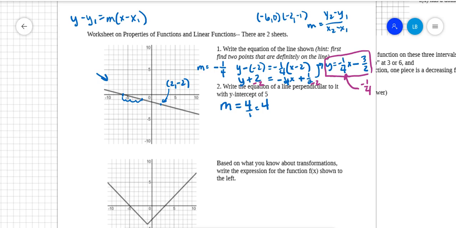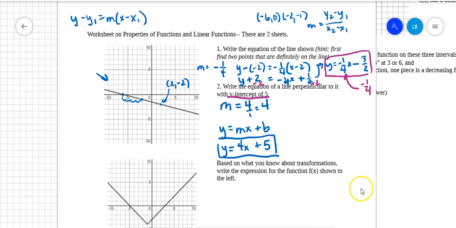And now it says a y-intercept of 5. That makes our line pretty easy to put together. I'm going to write y equals mx plus b. If I have the y-intercept, I can use that form. My slope is 4. It says my y-intercept is 5. So that's my correct equation. Let's look at the next one.